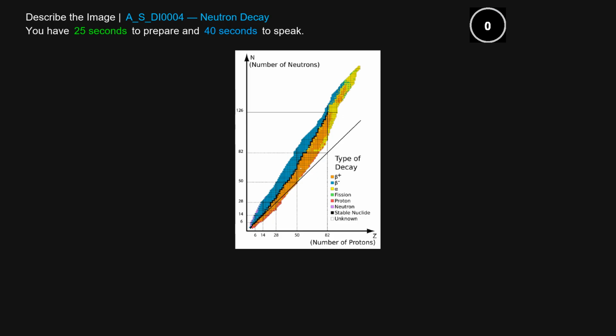Conversely, fission and proton show up at 82 and 82 of the number of neutrons. Another interesting thing is the unknown and stable nuclide. It shows in the 82 and the 126. Overall, this image illustrates the number of neutrons and number of protons.